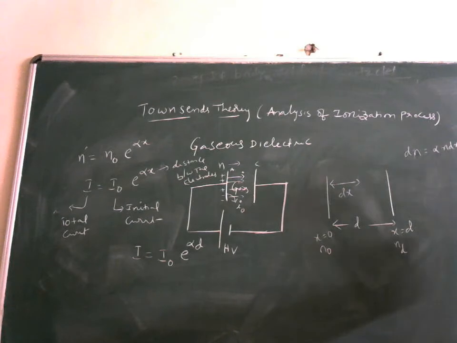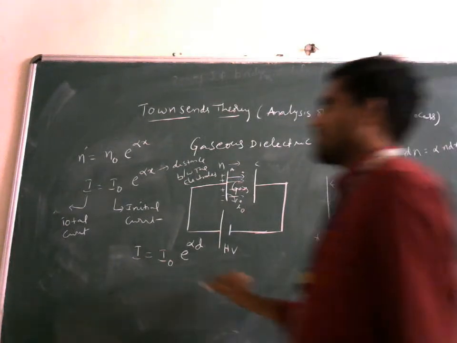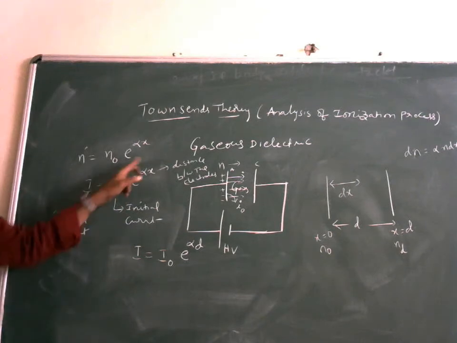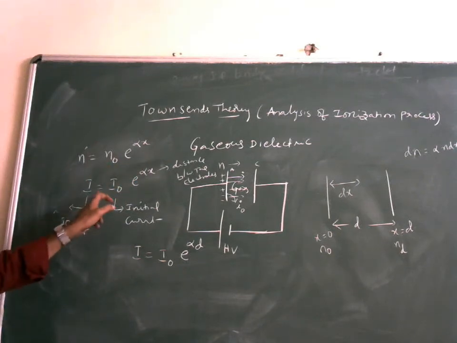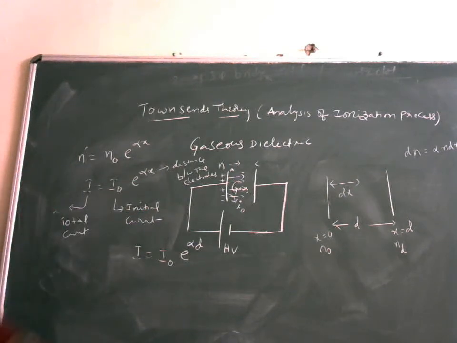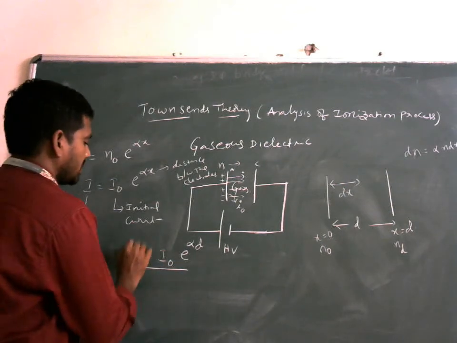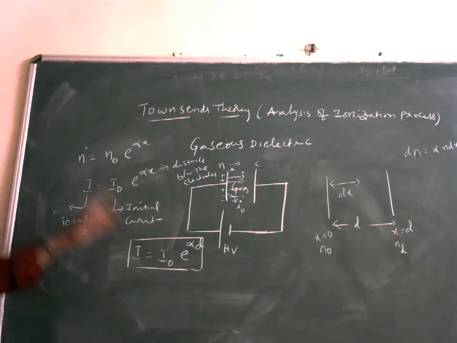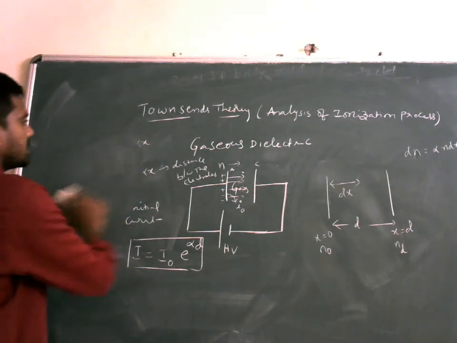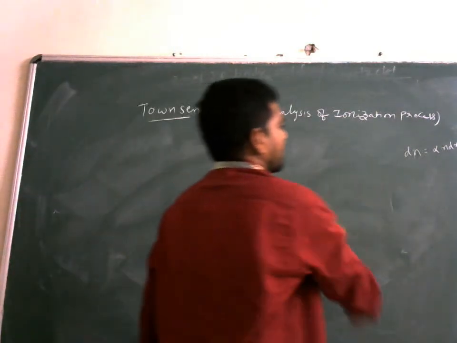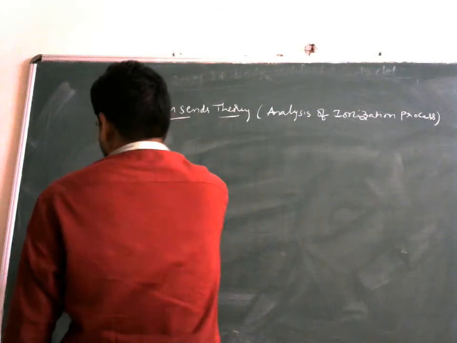From this relation, we finally get the total number of electrons n equal to n naught into e power alpha x, and finally I is equal to I naught into e power alpha x. This is what we finally derived by the Townsend constant: I is equal to I naught into e power alpha d. That is Townsend's theory principle. By using this formula, we can find one problem and do the analysis.